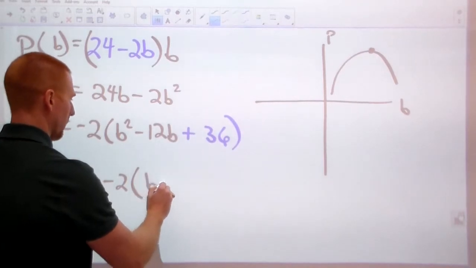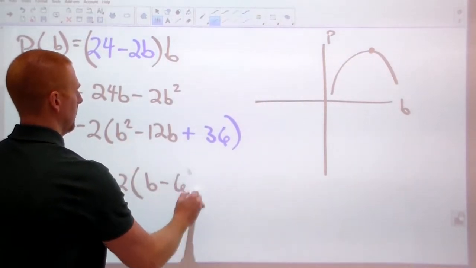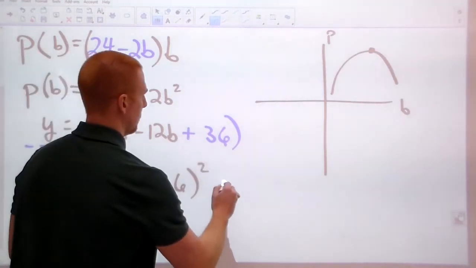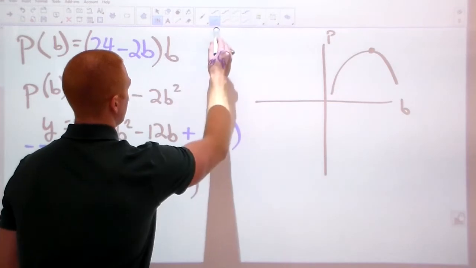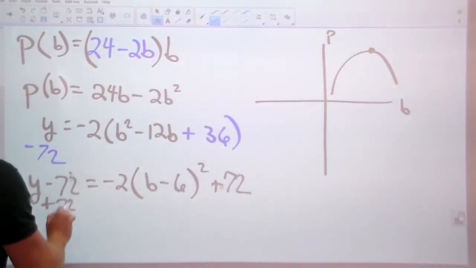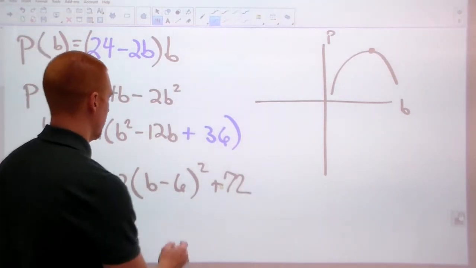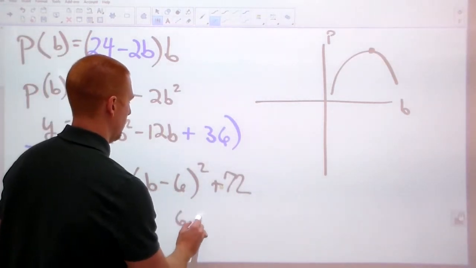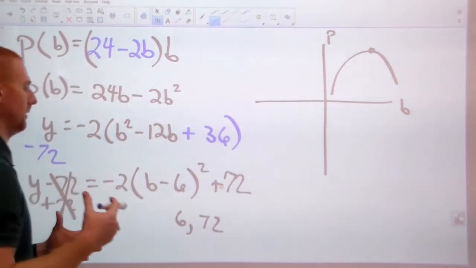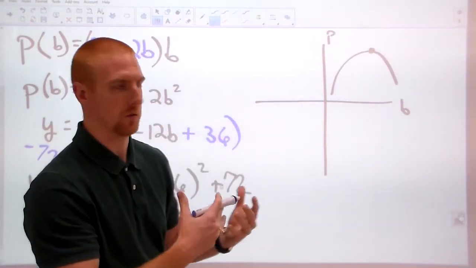And the way it works is, it's this variable minus half of that variable squared. And then we could kick the 72 back over, just add it to both sides. And there we go. That's going to be our vertex right there. Our vertex is going to happen at 6, 72. So 6 is actually the value for B that's going to maximize the product.